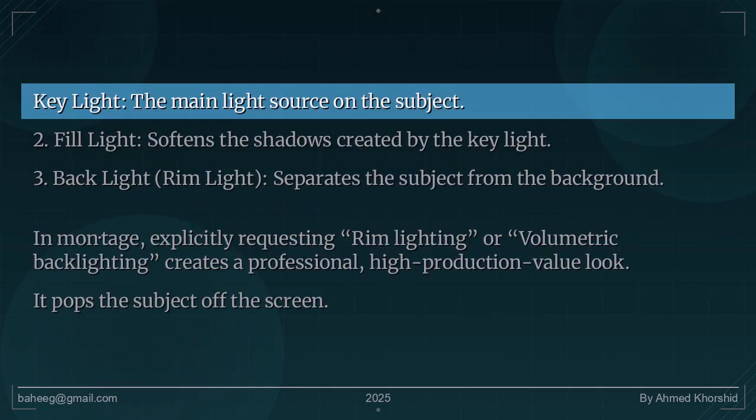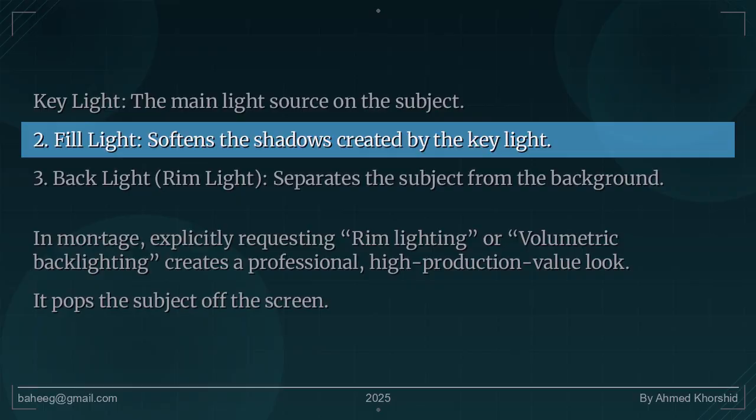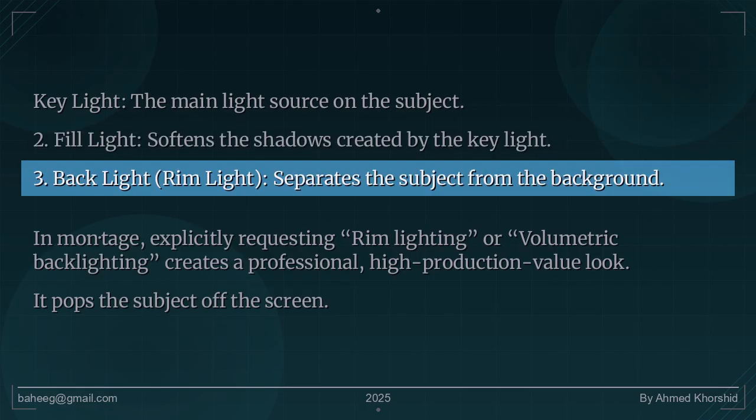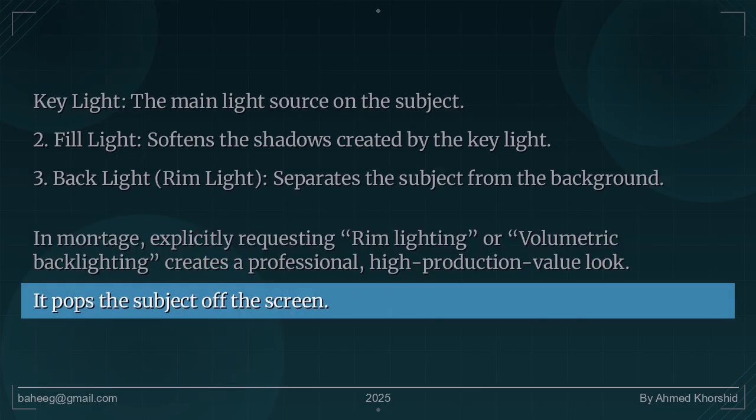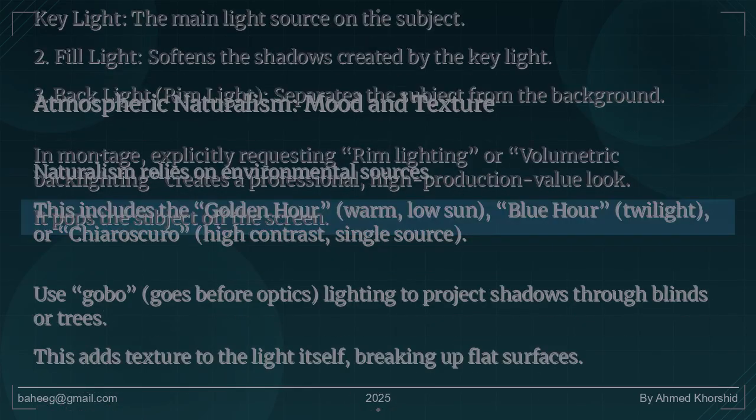1. Key light, the main light source on the subject. 2. Fill light, softens the shadows created by the key light. 3. Backlight, a rim light that separates the subject from the background. In Midjourney, explicitly requesting rim lighting or volumetric backlighting creates a professional, high production value look. It pops the subject off the screen.